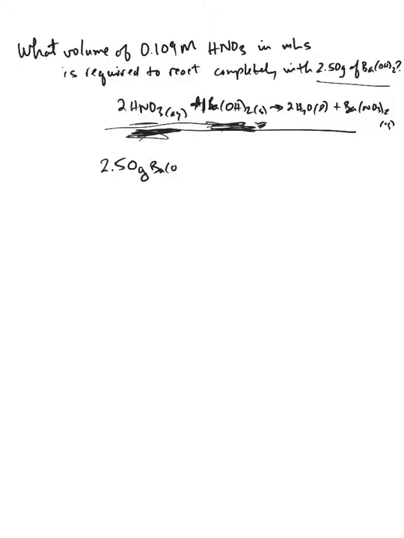So 2.5 grams of barium hydroxide, convert to moles. So 1 mole of barium hydroxide weighs, whoops, I should have my periodic table handy. Barium is 137.3, and hydroxide, plus 32 plus 1.01, I get 170.3 grams. And the number of moles is 0.0147 moles.